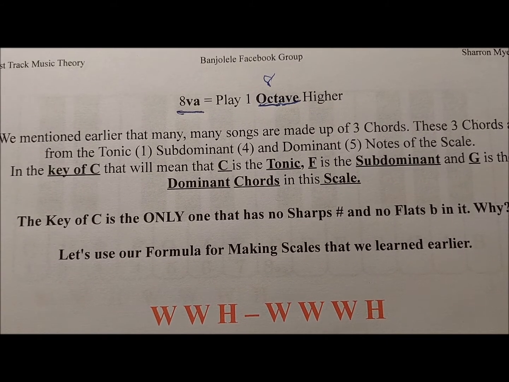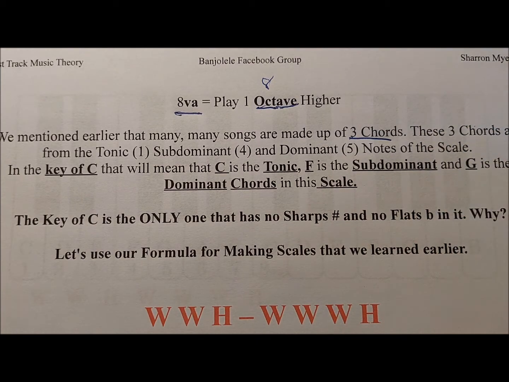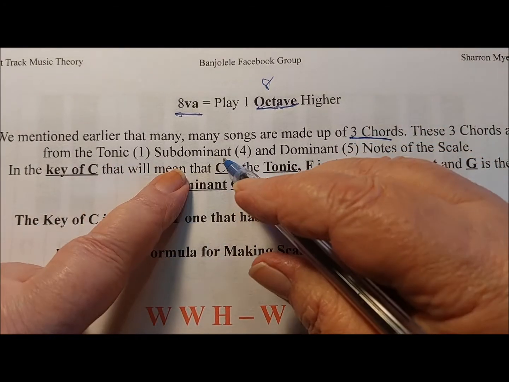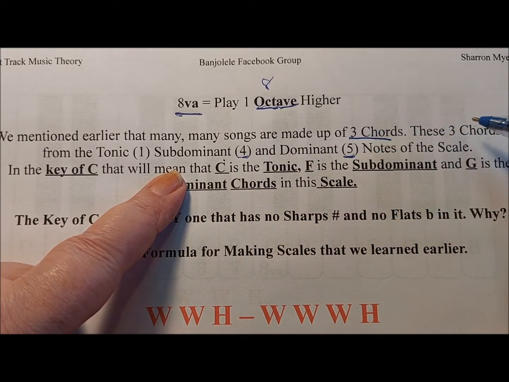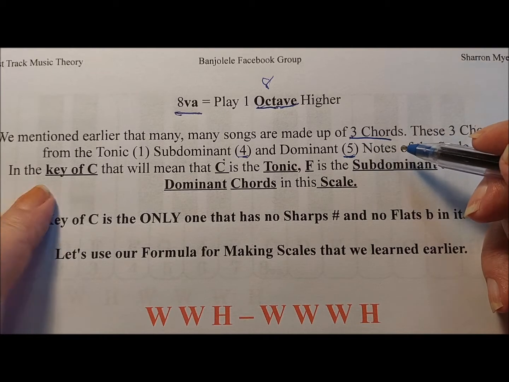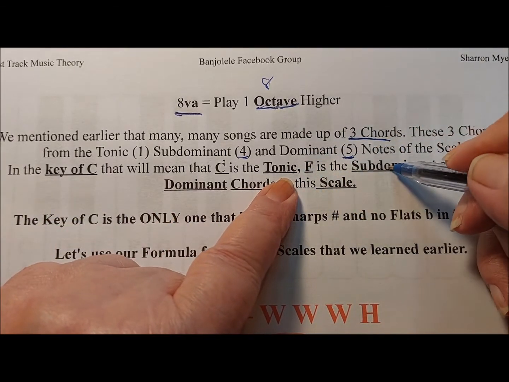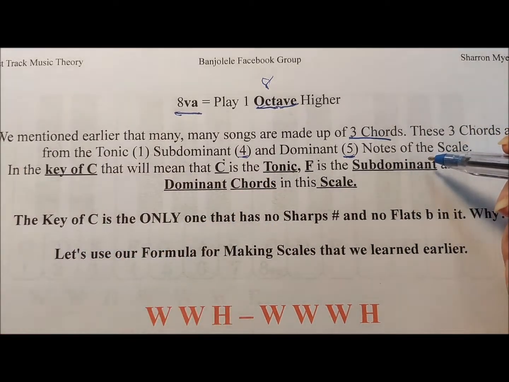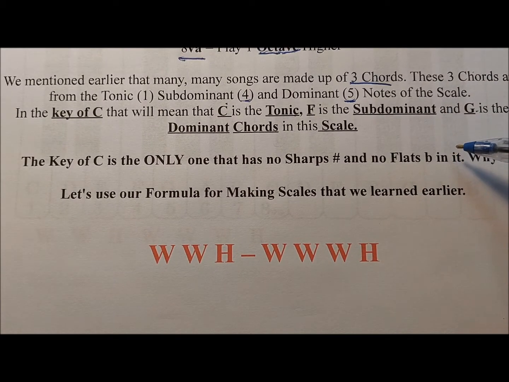We mentioned earlier, many songs are made up of 3 chords. These 3 chords are the tonic or the root, the subdominant, which is a 4 chord, and the dominant, which is your 5th chord. In the key of C, that'll mean C is the tonic, F is the subdominant, and G is the dominant. The key of C is the only one that has no sharps and no flats in it.